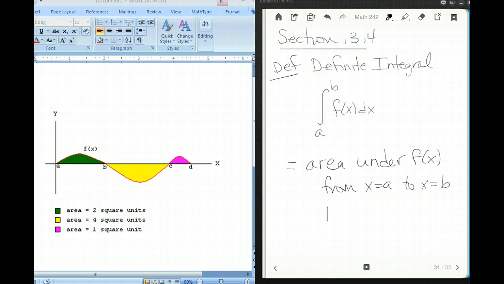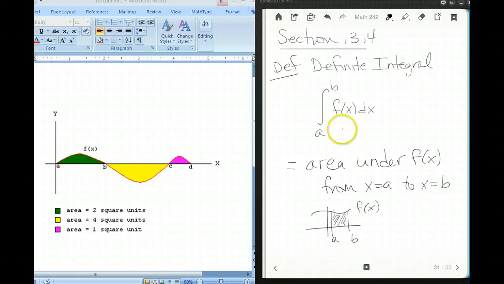And so if you're thinking about that graphically, if you had some kind of a graph of f of x here, and you said you were going to go from a to b here, then the definite integral right here is representing all of this area underneath here, all of that stuff. That's what this definite integral is representing.